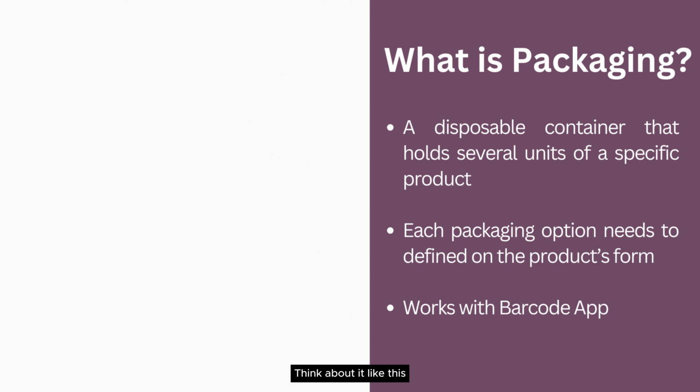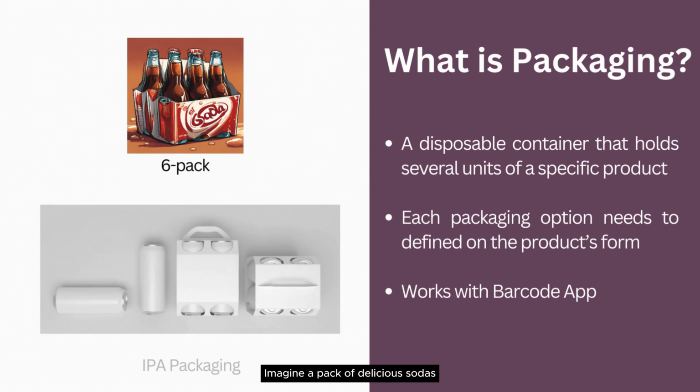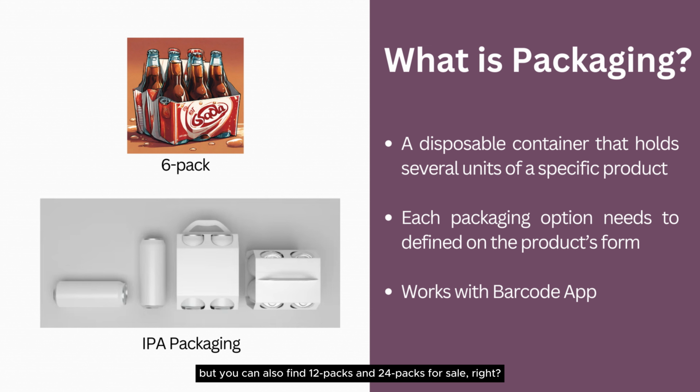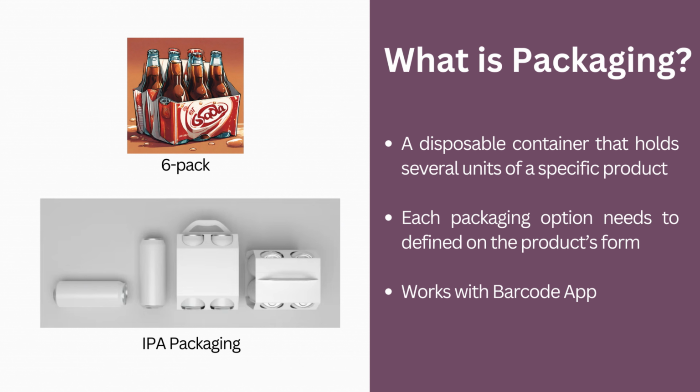Think about it like this. Imagine a pack of delicious sodas. A six-pack of soda is one common packaging option. But you can also find 12 packs and 24 packs for sale, right? Each option requires different packaging for one single product. Once configured in Odoo, we can automatically select packaging options and add them to a sales order or purchase order.